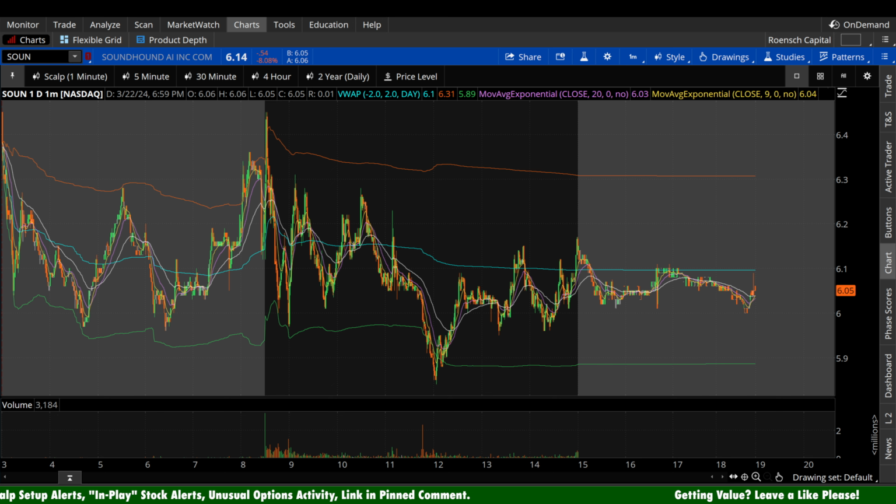Today we're taking a look at SoundHound AI stock, ticker symbol SOUN, on a variety of time frames in anticipation of the next trading day, Monday, March 25th. Alright guys, so SoundHound AI stock here on Friday finished the day down 54 cents a share. That's minus 8.08% in regular trading hours.